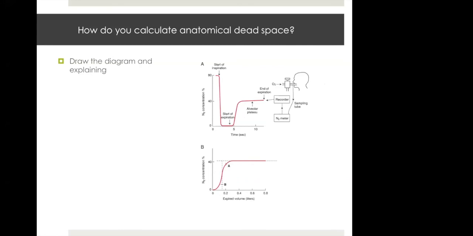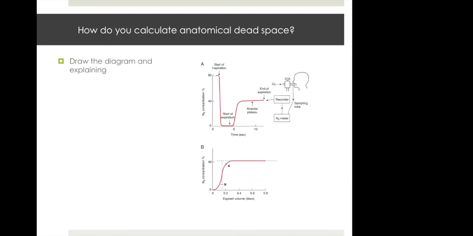So this is Fowler's method. So you take a single breath of 100% oxygen, and this displaces the nitrogen in your lungs. So the volume that you expire and the concentration of nitrogen in that volume are measured. And this is plotted on the graph that you see in B, so the nitrogen concentration percentage and the expired volume in liters on the x-axis.